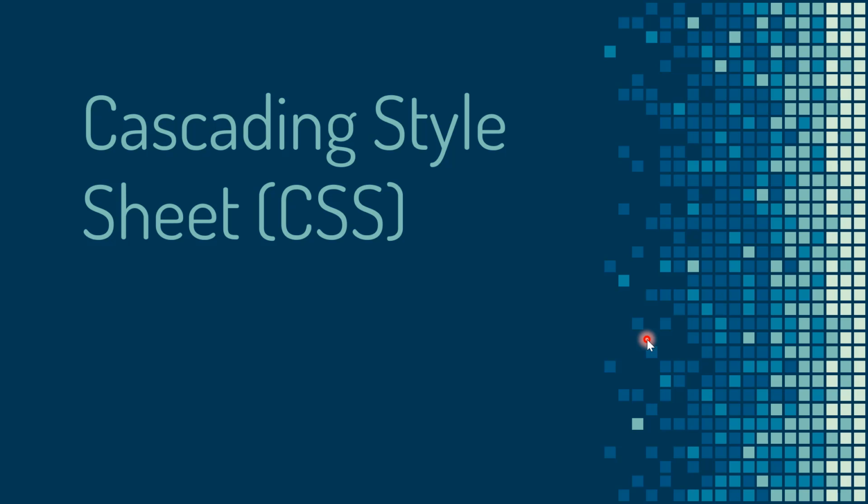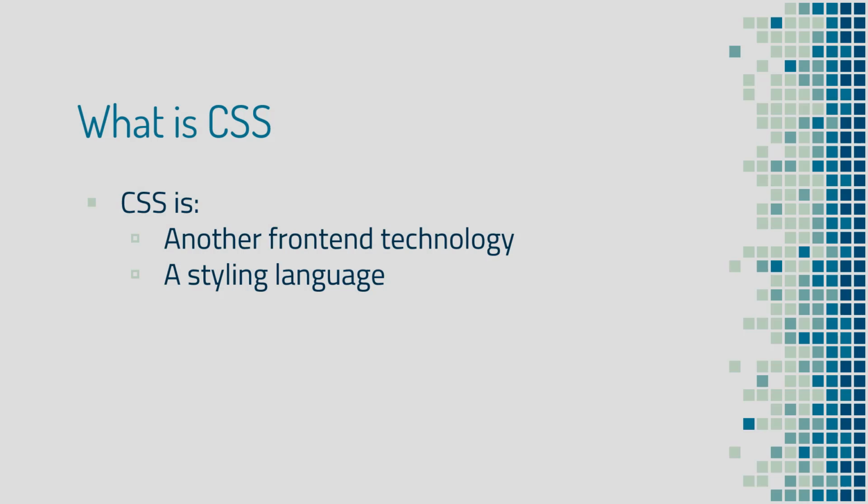In this module, we are going to discuss another front-end technology, which is cascading style sheets or CSS. So what is CSS? As I said, CSS is another front-end technology that works on the front-end side, or on the client side, which is a style language. There are many versions of it. The latest version, I believe, is the 3.